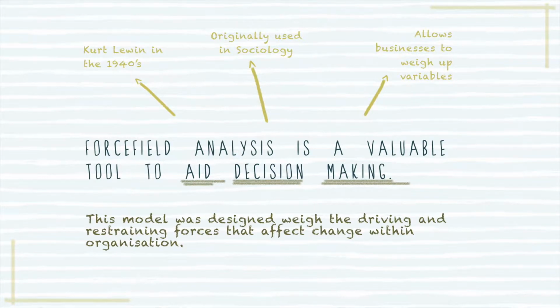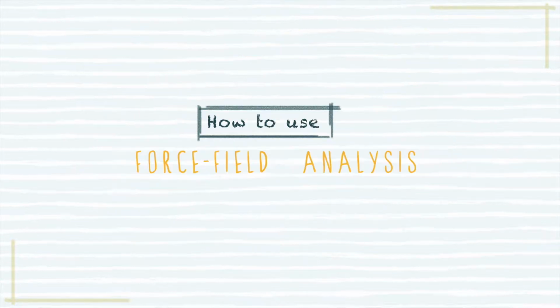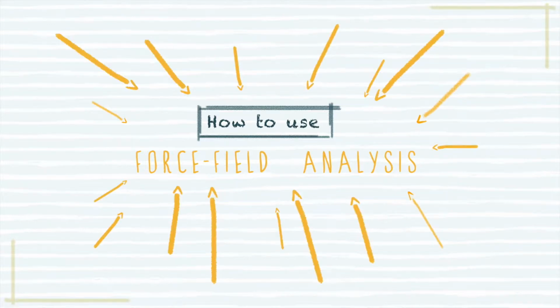Ultimately, one of the draws to this analysis is that it focuses in on the driving and restraining factors that will affect a change. We use a diagram to illustrate the forces influencing a change within an organisation. Now, this can be done on a loose sheet of paper or on a whiteboard in Teams. There are a variety of ways to illustrate this.